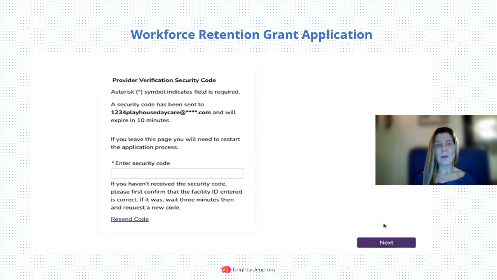Next, you'll be asked to verify your facility. A verification code will be sent to the email address that we have on file for your facility. Make sure the email address is correct. If the email address is for an employee who no longer works there, please reach out to myself or your licensor to correct this information. Once the information has been corrected, you will receive your verification code. Enter the verification code and click Next at the bottom of this page.